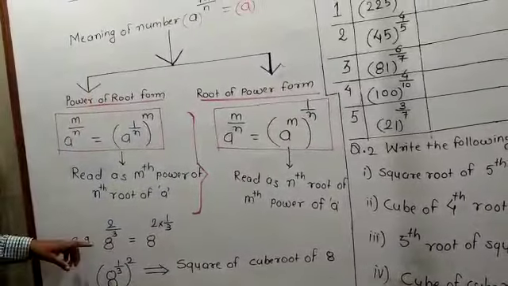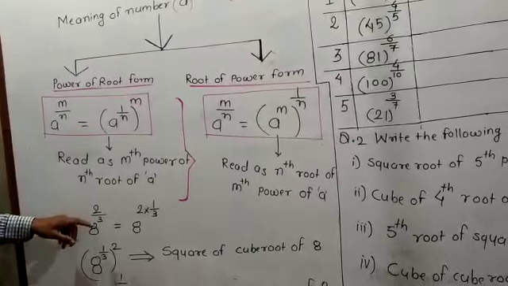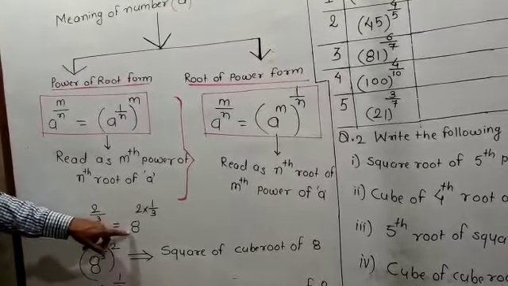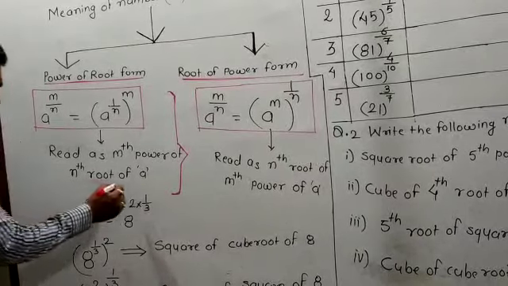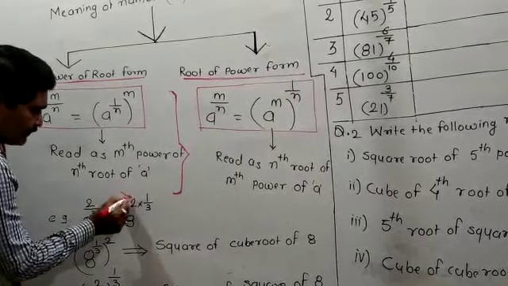I will take this example. 8 raised to 2 upon 3 means 2 multiplied by 1 upon 3. This one is called the power.